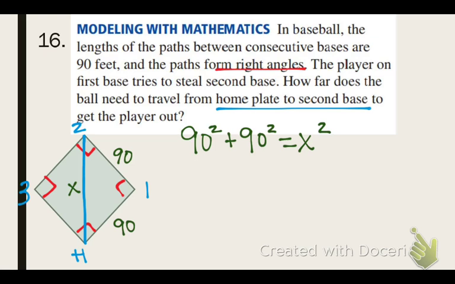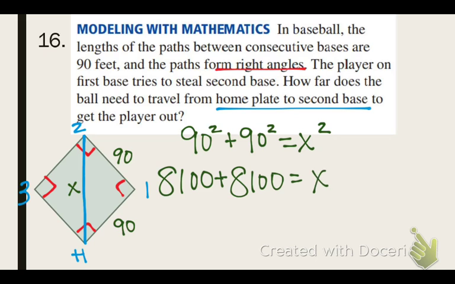What'd you say, Alex? 45 and 45. Because the two sides are congruent, that meant the angles across them are also congruent. Fun fact. Anyway, so 90 squared is 8100. 90 squared is also 8100 equals x squared. 8100 plus 8100 is 16,200.